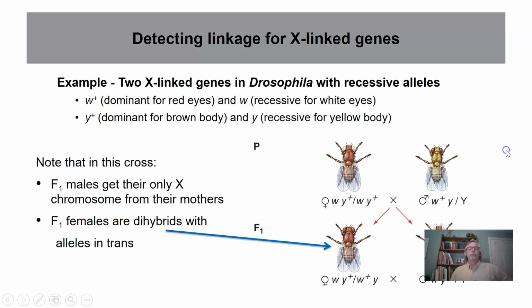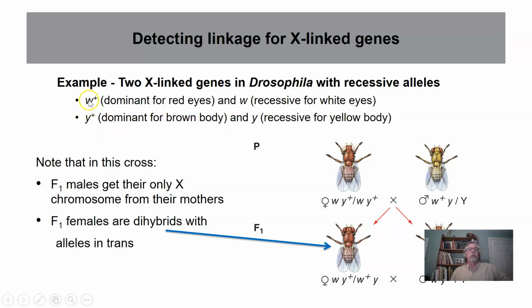Let's look at an example. This is an example from Drosophila, and this involved 2 X-linked genes. One is called the white gene, symbolized by w, and the 2 alleles we'll talk about are a wild-type allele that's dominant and gives red eyes. And in Drosophila, the designation for a wild-type allele is always with a plus superscript. The other allele is a recessive mutant allele that gives white eyes. Here's the white eye phenotype. Here's the red eye phenotype.